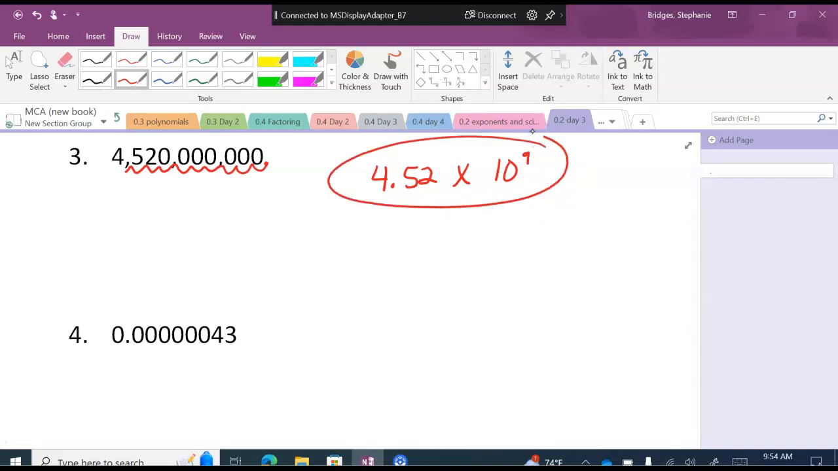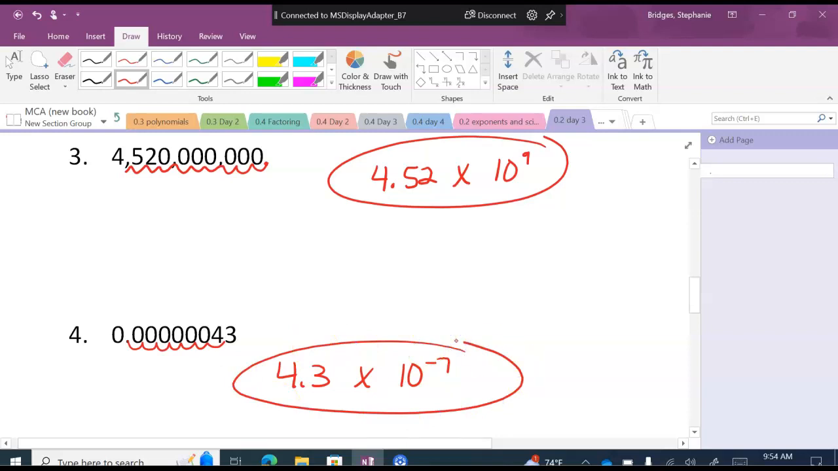And then for number 4, where do I want to move my decimal? Behind it. 1, 2, 3, 4, 5, 6, 7. So it's 4.3 times 10 to the what kind of 7? Negative 7. Okay, this is not hard, right? These should be easy questions on our test for us not to have issues with.